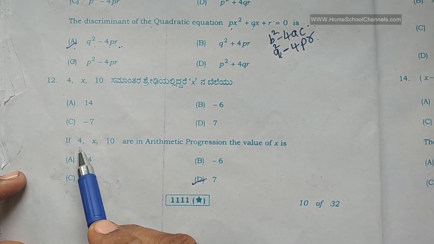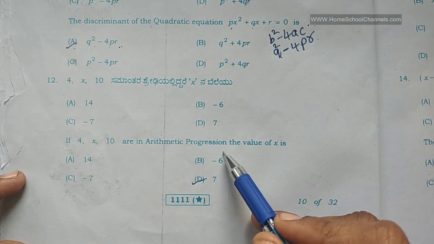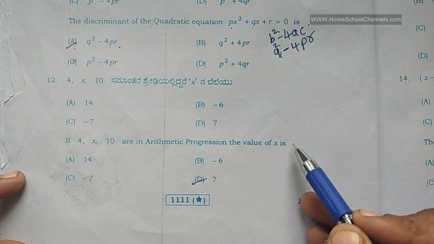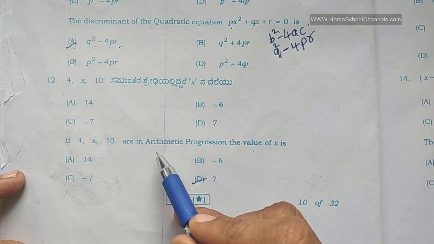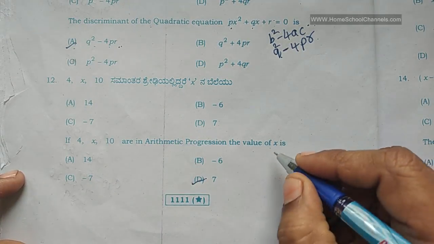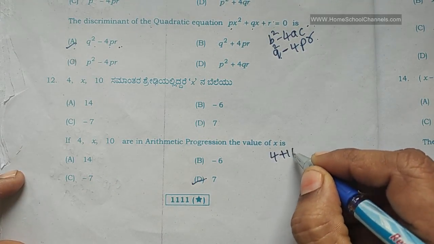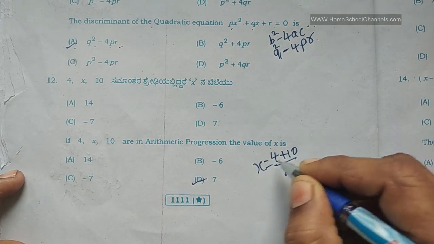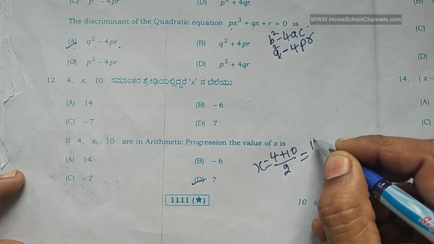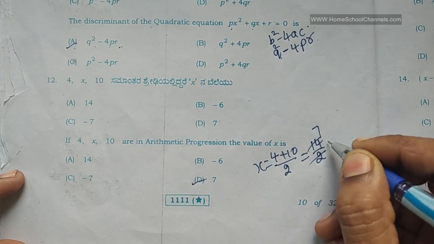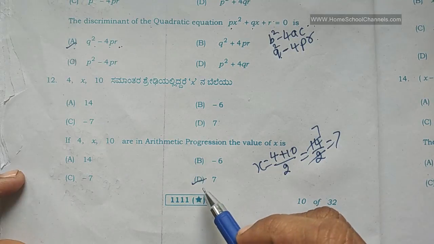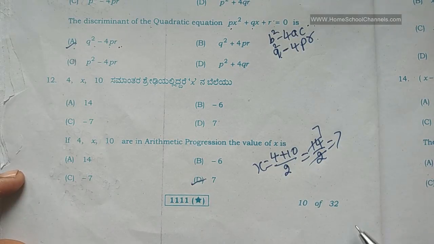12th one, if 4, x, 10 are in arithmetic progression, the value of x is. You remember this arithmetic mean formula, right? That is 4 plus 10 by 2. x is equal to 4 plus 10, 14 by 2. That will be 7. So your answer is option D, 7.